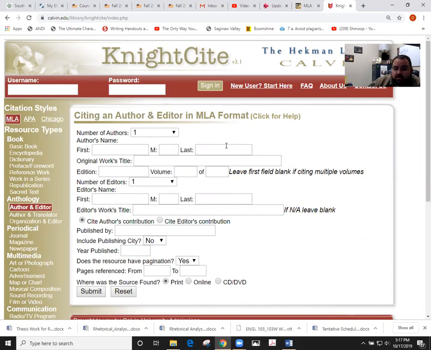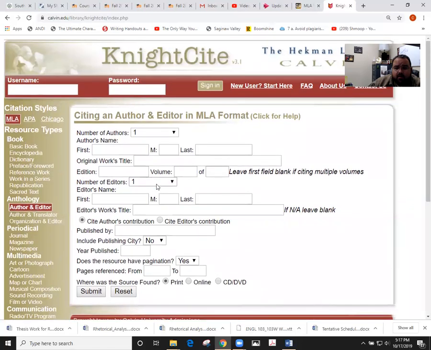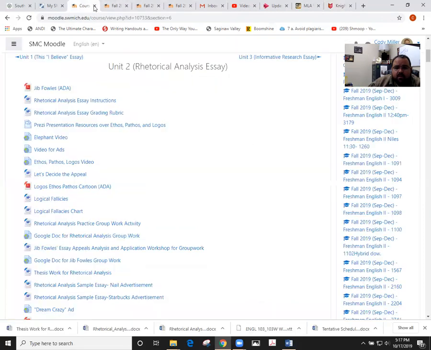The author is Jib Fowles. The original work title is Advertising's 15 Basic Appeals. The editors are listed in the PDF. The editor's work title is Common Culture. And then you can fill out all the rest of that information right there. Let me go back to Moodle for a second to make sure that I'm in the right place. All right, so we talked about Jib Fowles.